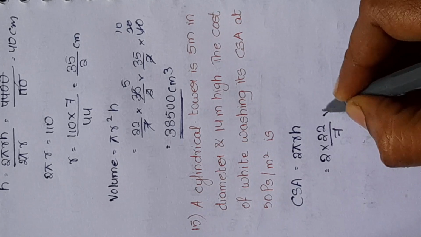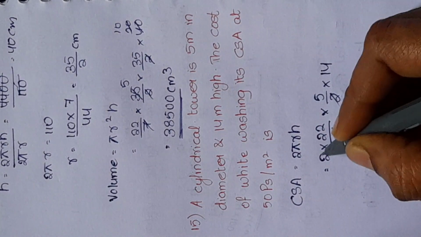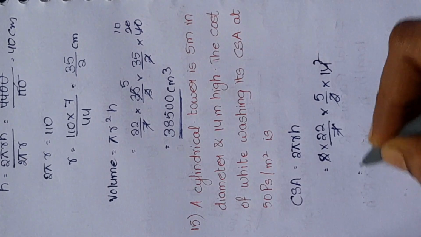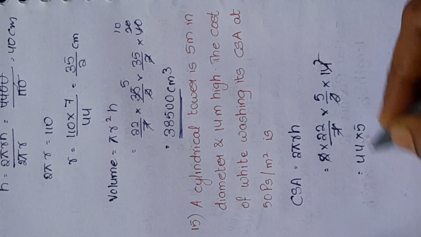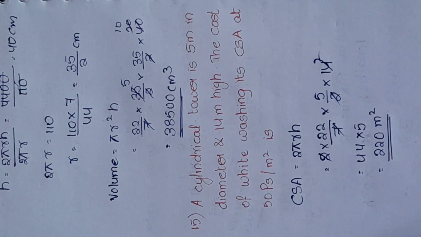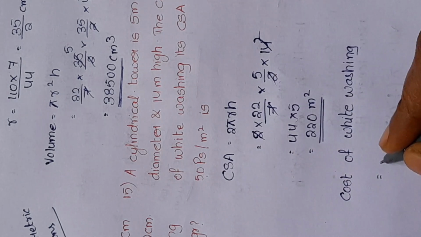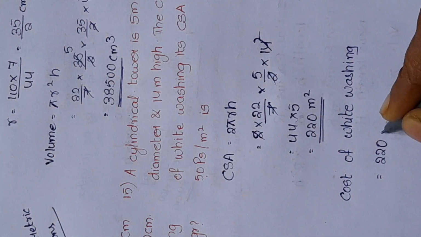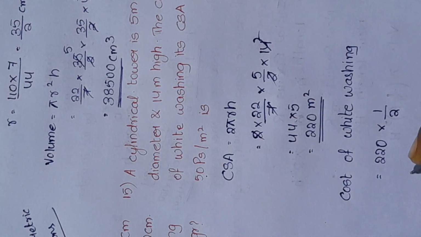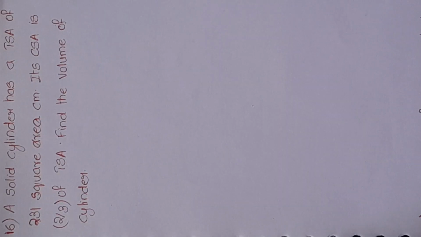Diameter is 5, so 5 by 2 is the radius, and height is given as 14. 2 and 2 get cancelled. 2 times 7 is 14, 44 into 5, which is equal to 220 meter square, the curved surface area. Now the cost of whitewashing. For 1 meter square it is 50 paise. Then for 220 meter square it is 220 into 1 by 2, which is equal to rupees 110, the cost of whitewashing.